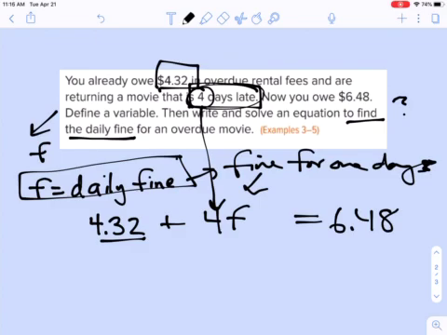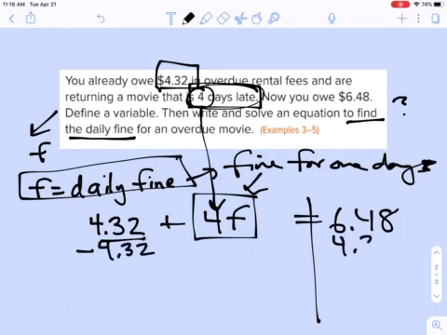So let's try this and see what happens when we solve it. We're going to set up our fence, and we're going to do our cows and chickens thing, right? We want to get 4F by itself, so let's start by subtracting 4.32 from both sides. Let's see what that gives us. Well, that's going to give me $2.16. So what that means is my fine over 4 days is $2.16.